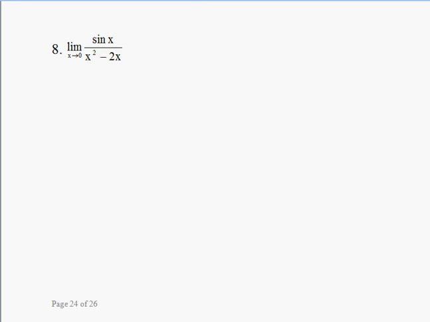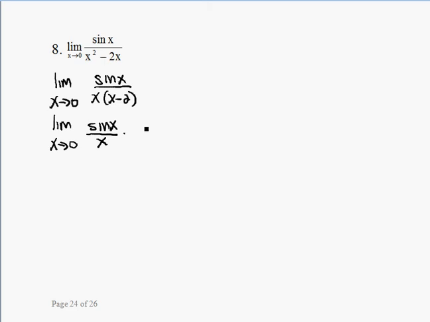Number 8. This denominator is kind of bothering me, so I'm going to rewrite that denominator. Obviously by factoring, that's all I can really do to it. Take out an x, I get x minus 2. Voila, here's our magic limit, sine of x over x. So let's just rewrite it as 2 fractions being multiplied by each other: the sine of x over x times 1 over x minus 2.